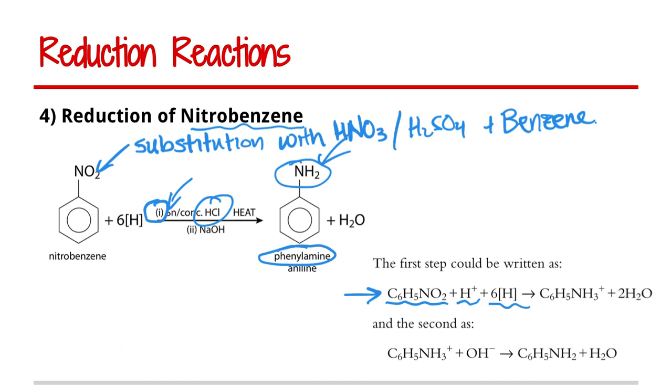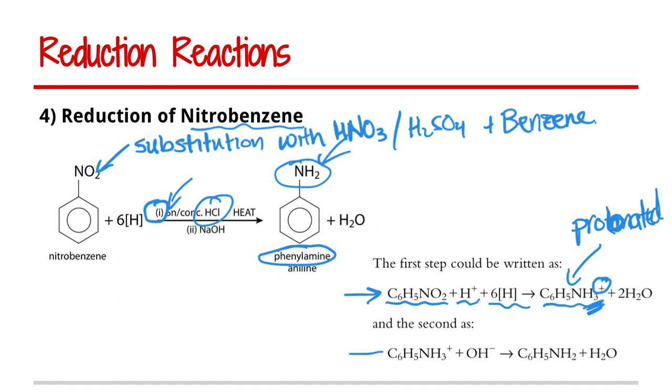And that's going to create what we would call the protonated form. Protonated. This is our protonated form of phenylamine. It's protonated because it has an extra positive charge and 1 extra hydrogen than our final product. So that's our first step.